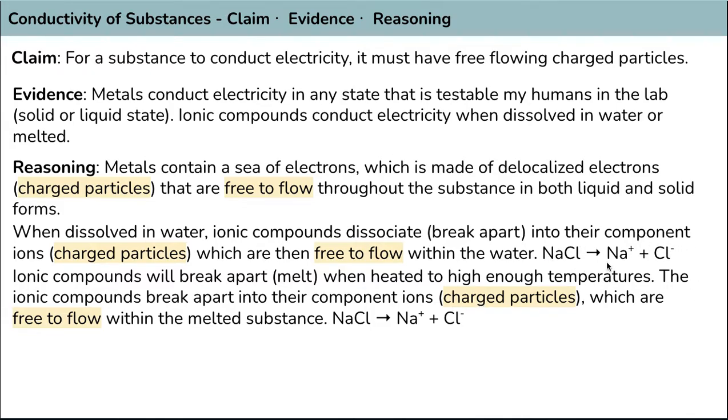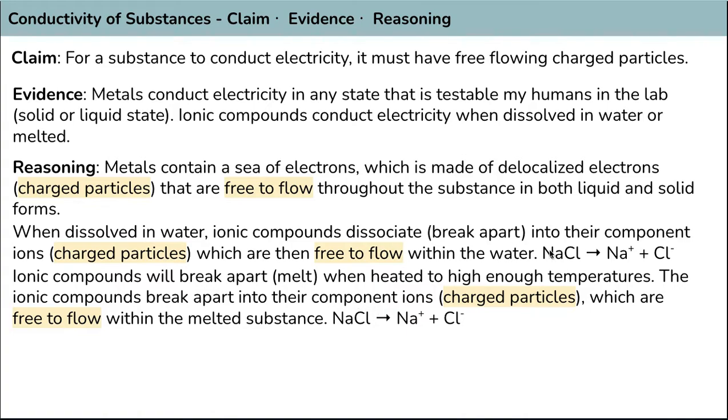So when we dissolve our ionic compound, it breaks apart into its ions. We call this dissociation. When we melt sodium chloride, it breaks apart into its ions. Ions are charged particles, and now that we have a liquid substance, we know those particles are free to slide past each other, which is our flowing charged particles.